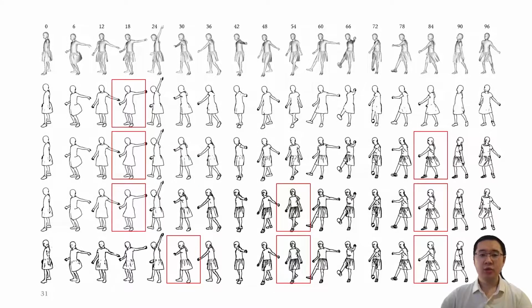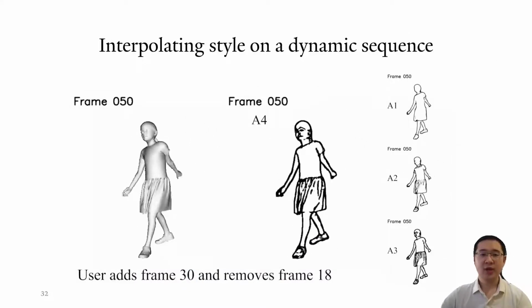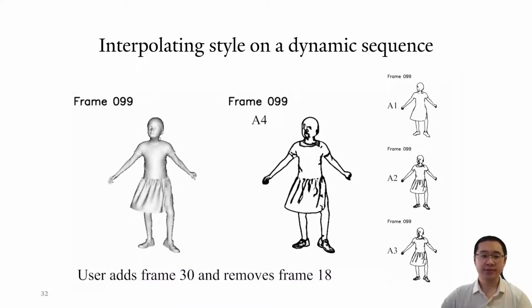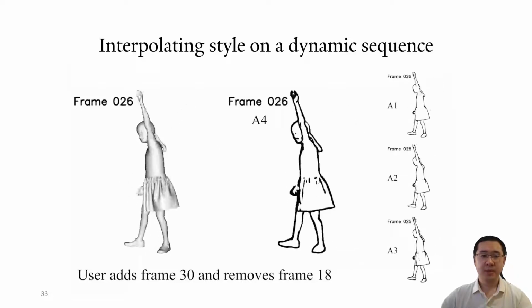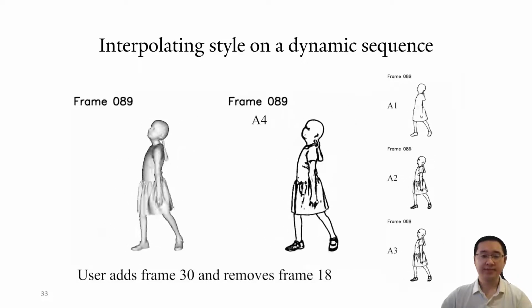Finally, the user can also remove a keyframe drawing to relax the constraint, and we can see the frames at the beginning are also updated. Here is the final animation after these iterations.